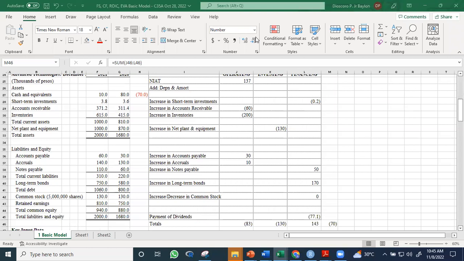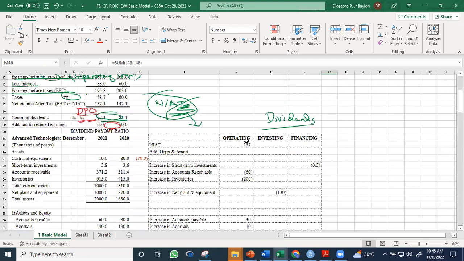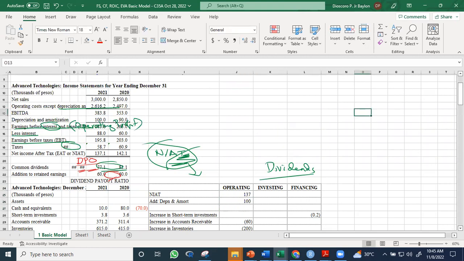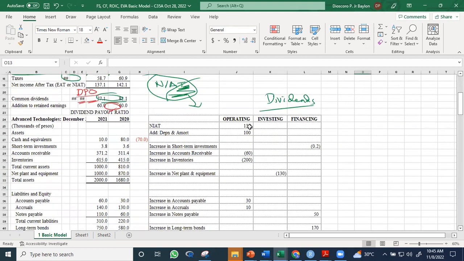All right, so just a quick review. It's already 1 minute before time. So we started with the template involving operating, investment, financing, and we start with net income after tax. Okay, but net income after tax, which falls under operating, is not equal to cash. So since this is not equal to cash, what should we do? We have to add back any non-cash expense, or subtract any non-cash revenues. So our depreciation and amortization is 100. Okay, so this is the correct one.